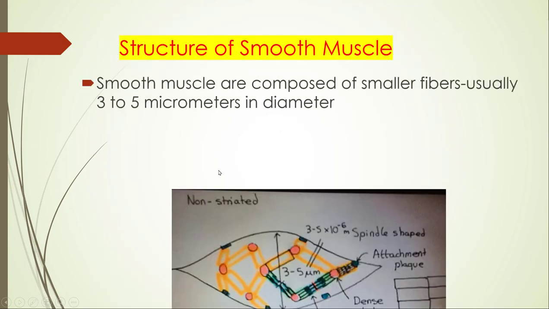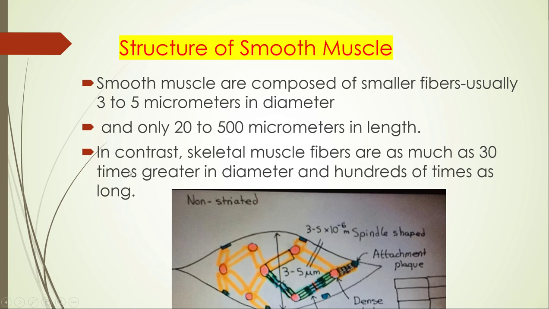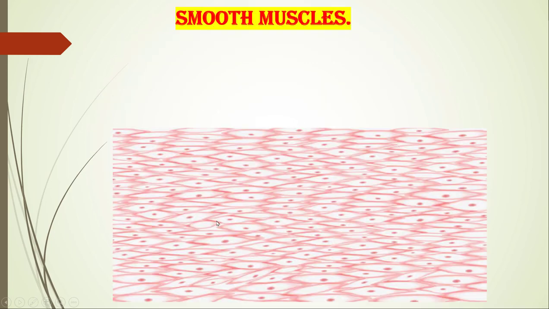Smooth muscle is composed of smaller fibers, usually 3 to 5 micrometers in diameter and only 20 to 500 micrometers in length. Here you can see 3 to 5 multiplied by 10 to the power minus 6 meters, so you can imagine the thickness or diameter of smooth muscle. In contrast, skeletal muscle fibers are as much as 30 times greater in diameter and hundreds of times as long.